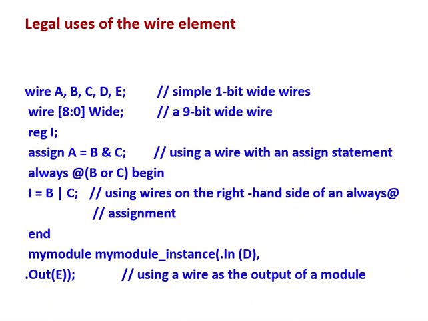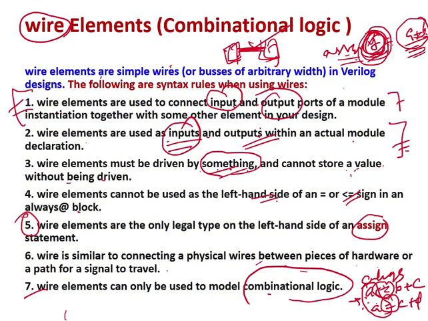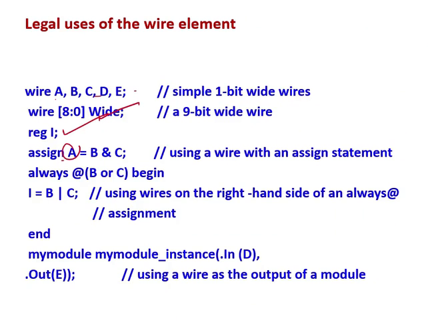Okay, then legal uses of wire. This is wire A, B, C, D, E, which are single 1-bit wide wires, and this is a 9-bit wide wire. Here, with reg y, assign A equal to B and C is what we discussed earlier: if it is an assign statement, the left hand side always has to be a wire, so it is wire A.